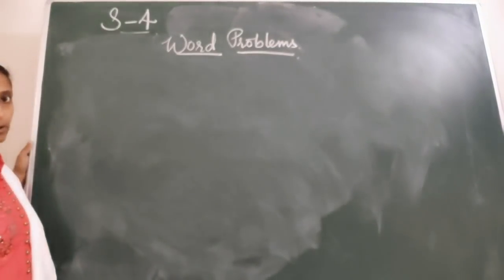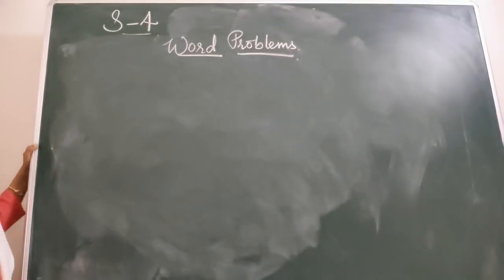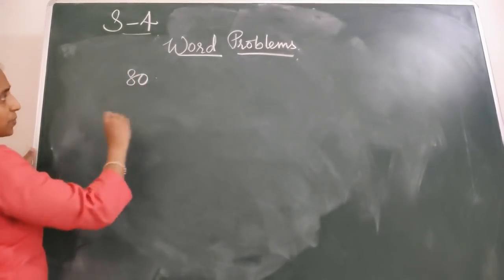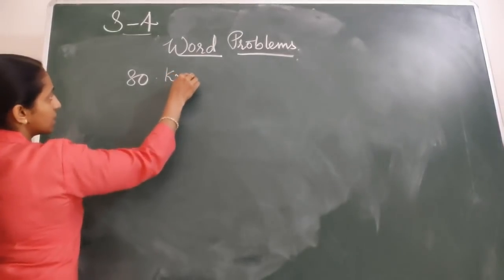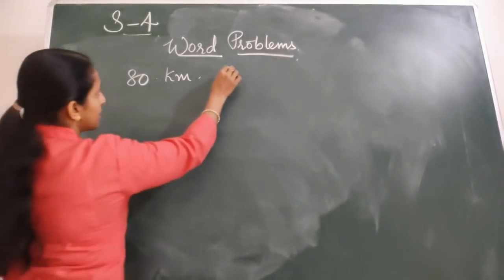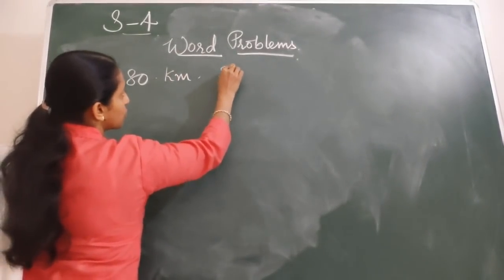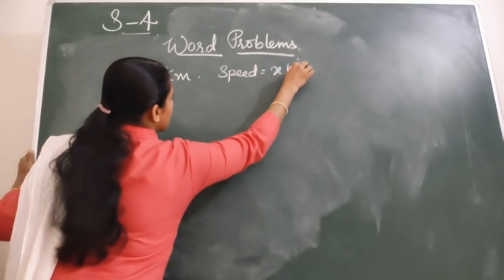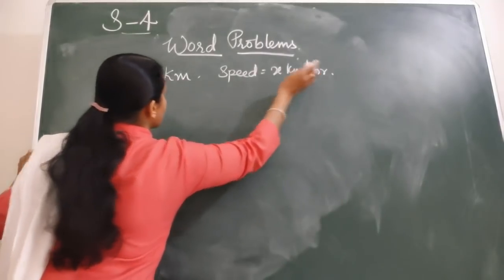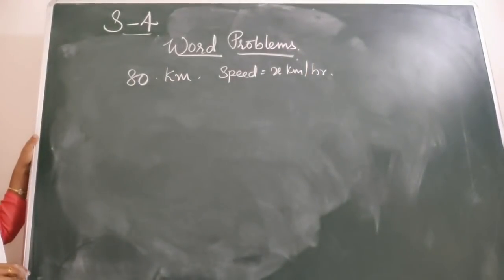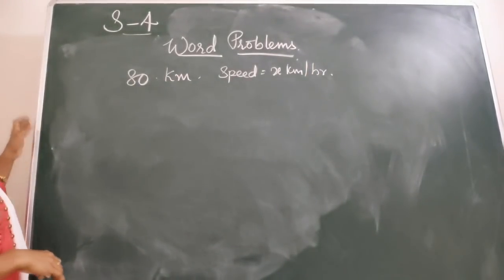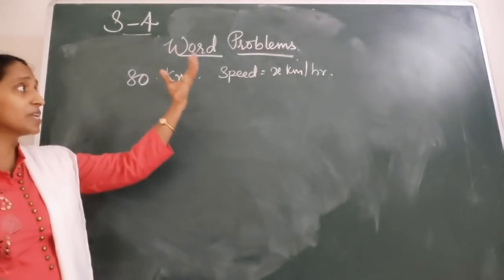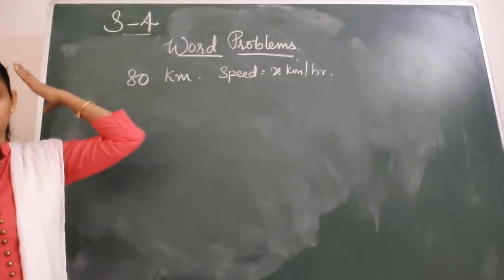Suppose you are having a question. A bus travels 80 km at a certain speed. The speed is unknown, so you will take the speed as x kilometer per hour, as the distance is given in kilometer. And due to rain, the speed has been reduced by 4 km per hour.